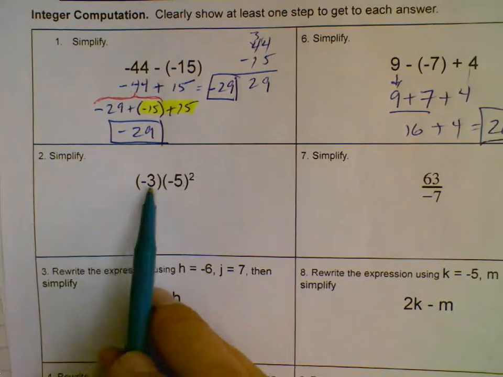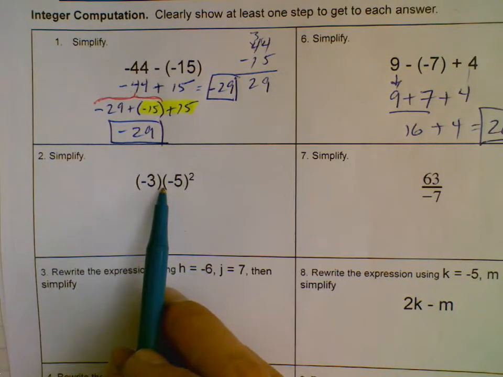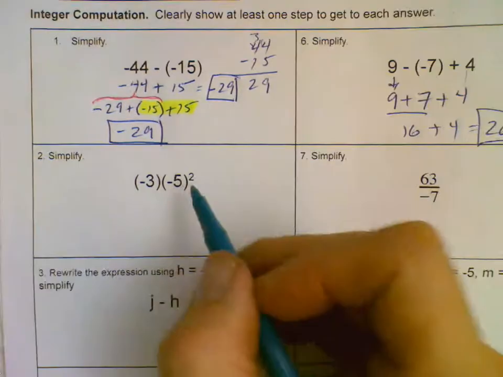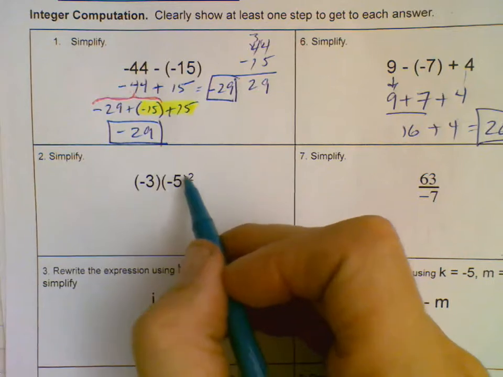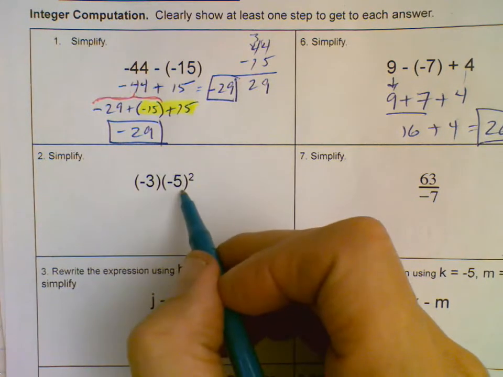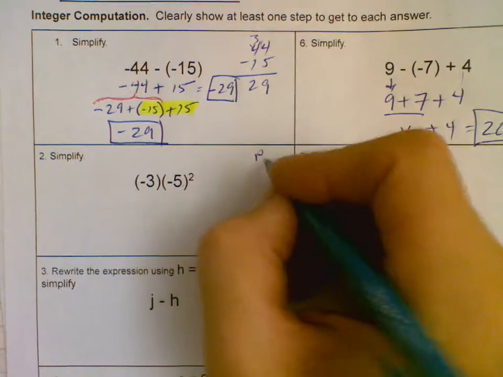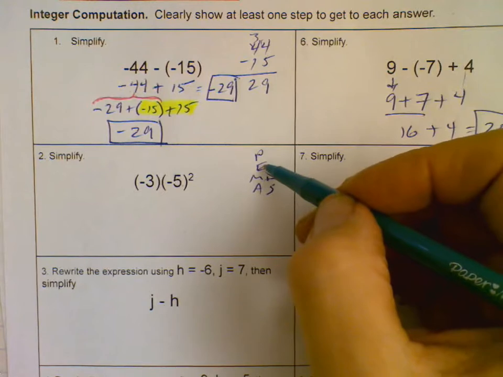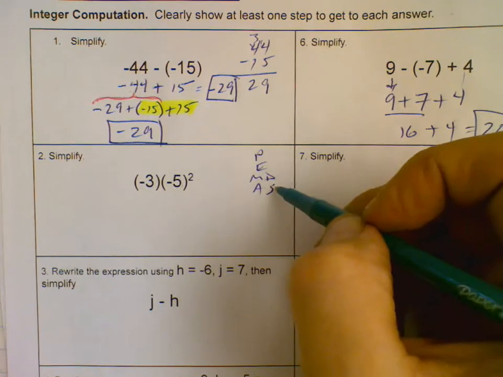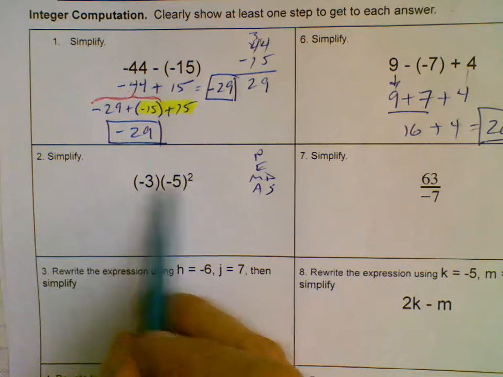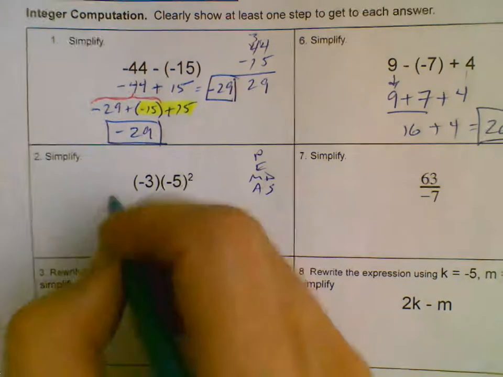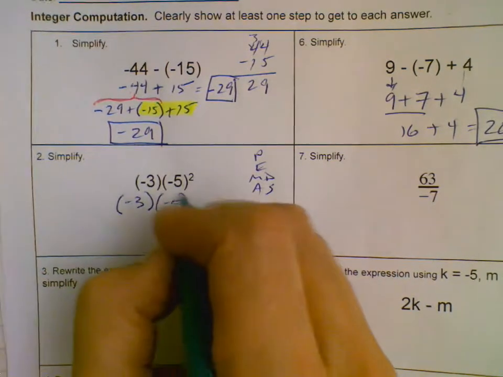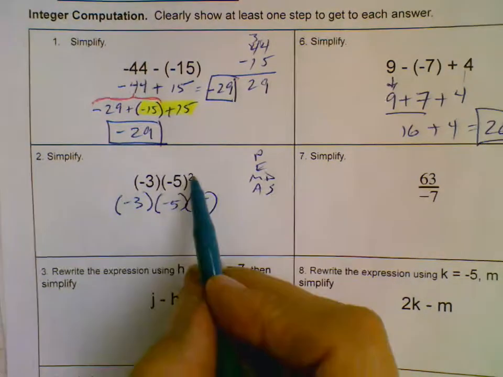Now we have negative 3 times the quantity negative 5, squared. The first thing to pay close attention to is this 2 is operating on everything on the inside of the parentheses. And remember, with PEMDAS, I do the parentheses first, then the exponents, then multiplying and dividing from left to right, then add and subtract. There's nothing inside the parentheses to do in either case, so I can do the exponents. So I have negative 3, and I'm going to write this out now. Negative 5 times negative 5, because I have two negative 5s.